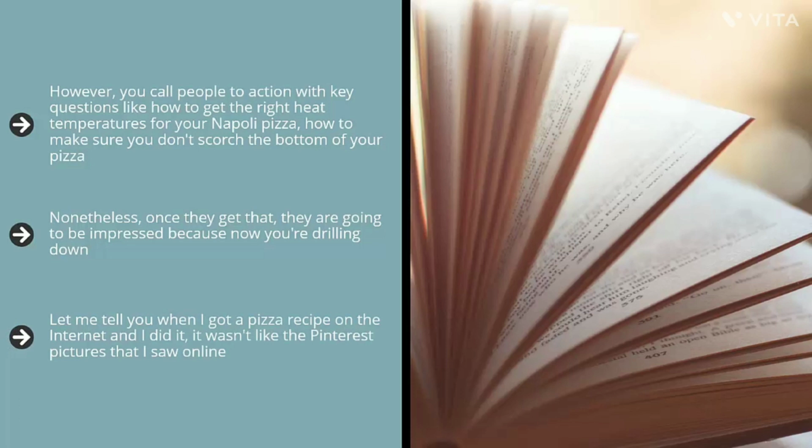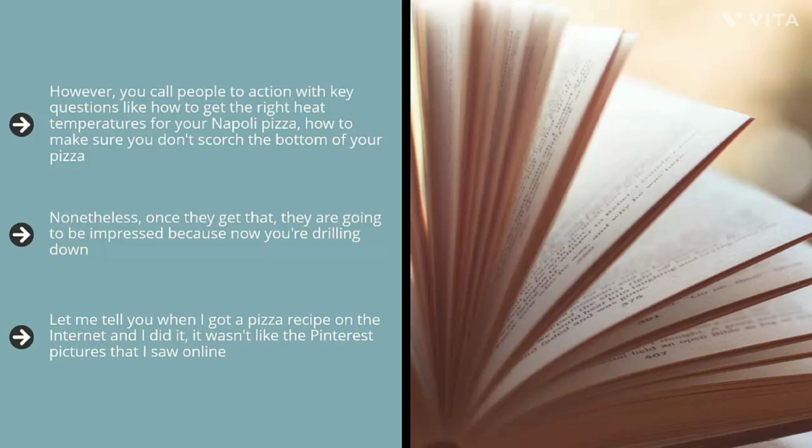Let me tell you, when I got a pizza recipe on the internet and I did it, it wasn't like the Pinterest pictures that I saw online. Not even close. Why? Because I didn't drill down and up. I didn't know about scorching the flour. I didn't know about manipulating the dough so there's no gooey, uncooked portion in the middle, that kind of thing.